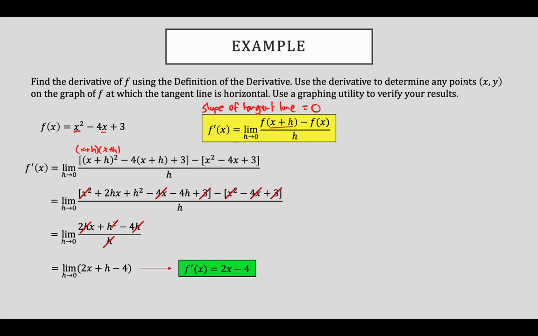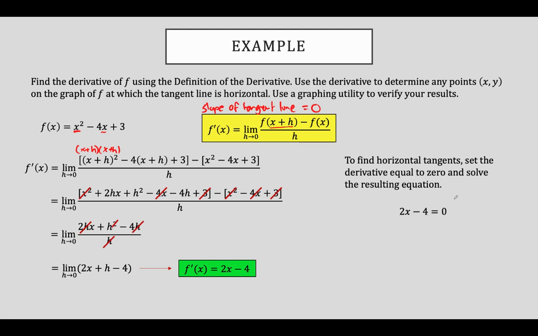Now, use the derivative to determine any points x comma y on the graph of f at which the tangent line is horizontal. Horizontal means that the slope is 0. The slope of the tangent line equals 0. Well, what we need to recognize here is that the derivative function gives us the slope of the tangent line. So we want to know when this quantity equals 0. To find horizontal tangents, set the derivative equal to 0 and solve the resulting equation. 2x minus 4 is equal to 0. Solving for x gives us x is equal to 2. So this is the x coordinate of our horizontal tangent.